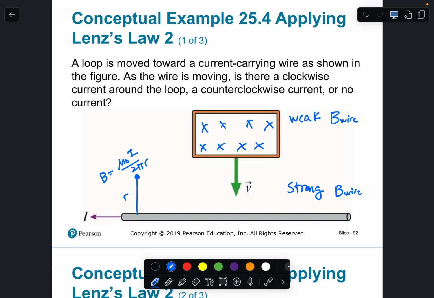So what is happening to our B? Our B wire is increasing as we bring the loop towards the wire, right? And so Lenz's law tells us that nature will create an induced magnetic field to oppose that increase by setting up a field in the opposite direction, out of the page. And that gives us a counterclockwise loop.